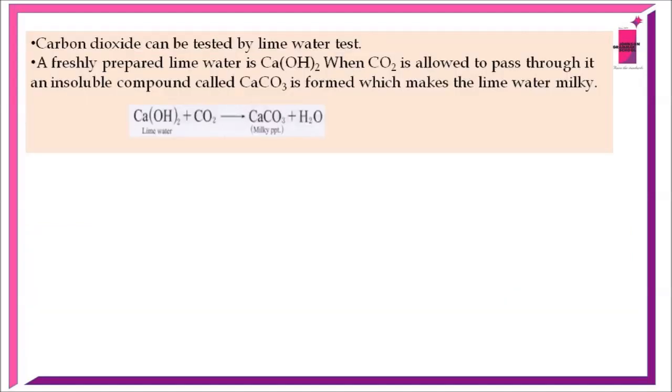Carbon dioxide can be tested by the lime water test. Freshly prepared lime water is calcium hydroxide. When carbon dioxide is allowed to pass through it, an insoluble compound called calcium carbonate is formed, which makes the lime water milky. We can see the chemical equation: calcium hydroxide, that is lime water, when it reacts with carbon dioxide, results in the formation of calcium carbonate. So it forms a milky precipitate. Along with the calcium carbonate, it releases a water molecule.